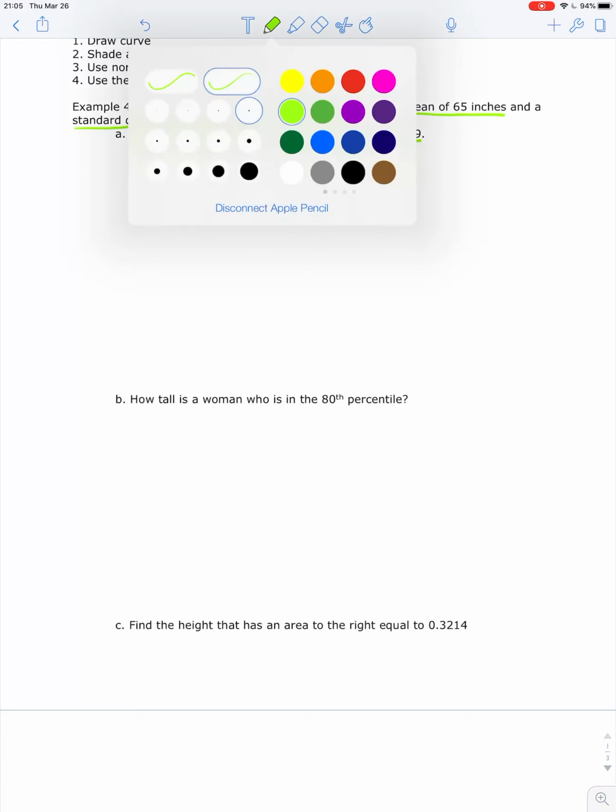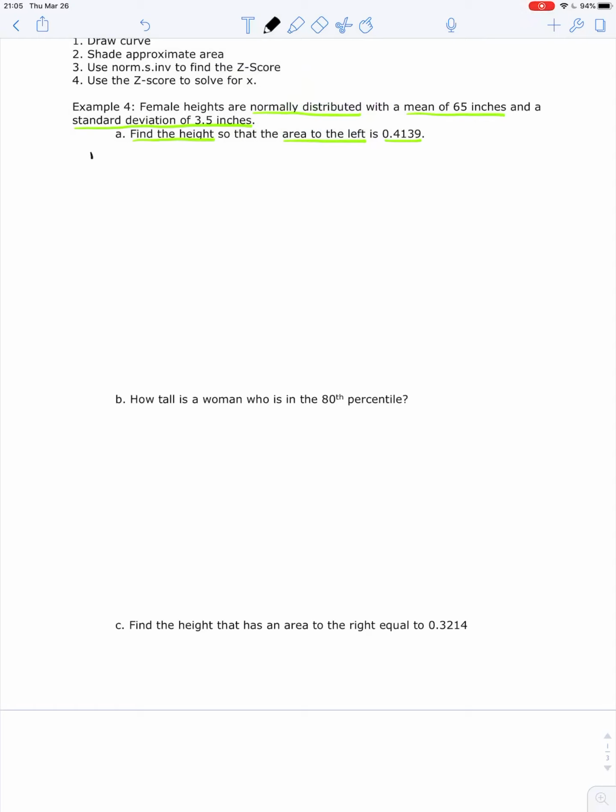Okay, the probability to the left is 0.4139. So we're going to start our process. First thing we need to do is draw our curve. Oopsies. Let's try that again. My curves are getting wonky, y'all. Okay, that's a little bit better. All right, so there is my curve. Go ahead and put the mean, which has a z-score of 0, in the middle. And then we need to go ahead and shade.